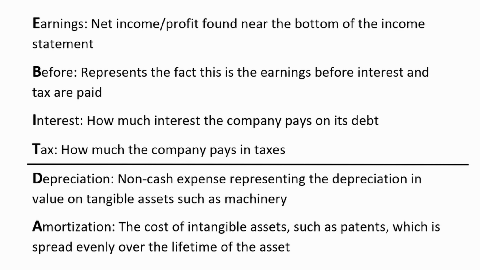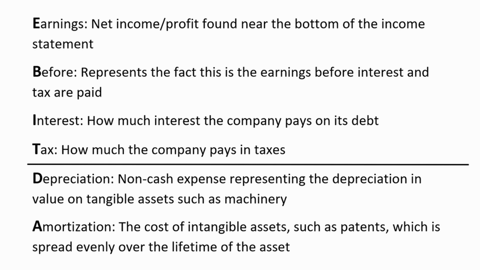Let's break EBIT and EBITDA down. Earnings is just the same as net income or profit, which is found near the bottom of the income statement. Before represents the fact that this is the earnings before the expenses of interest and tax are paid. Interest, which we add back onto earnings, is dependent on the capital structure of the company. How much debt has the company borrowed and at what interest rate? So the more they borrow and the higher the interest rate, the higher the interest figure on the income statement will be. Taxes, which are also added back to earnings, are simply how much the company has been taxed, which can vary across different countries.